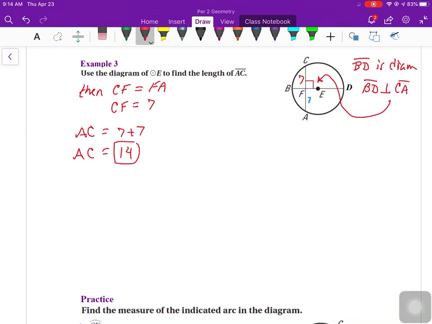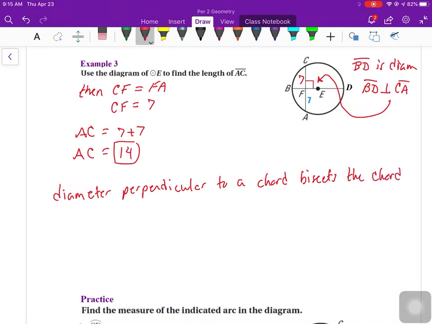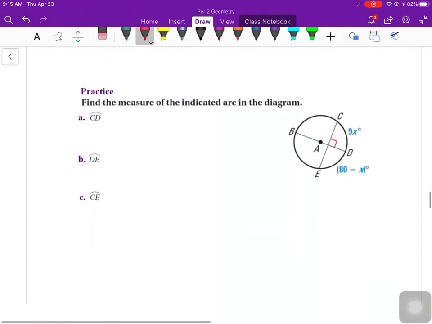A diameter perpendicular to a chord bisects the chord. And it also bisects the arc. The part we used was the bisecting of the chord. Let's try this one.